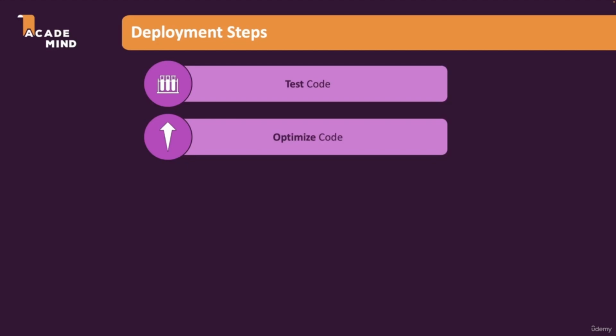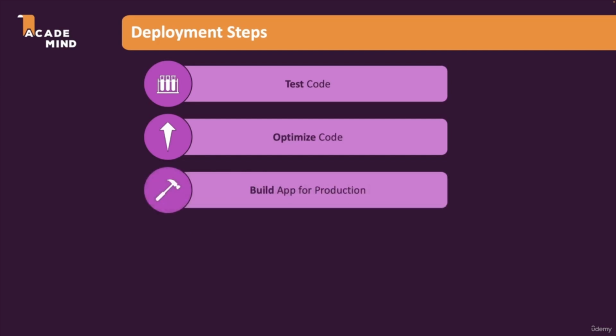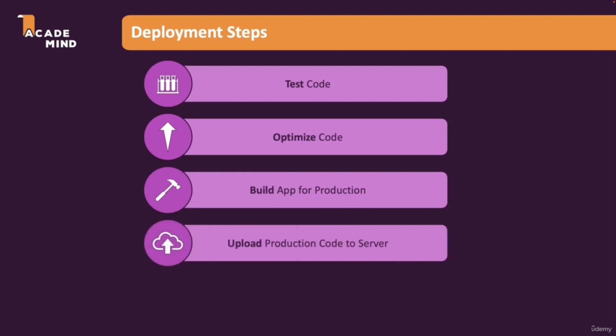Now that we learned about lazy loading and we optimized our code, we can move forward towards deploying this and we can start building our app for production. That's the next step we should perform before we finally upload the production code to a server.